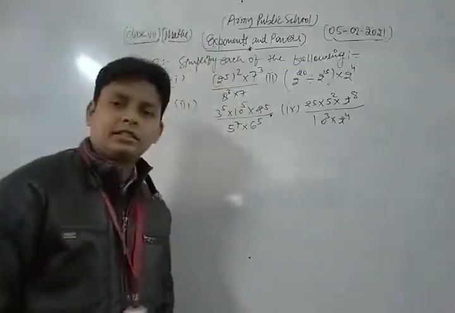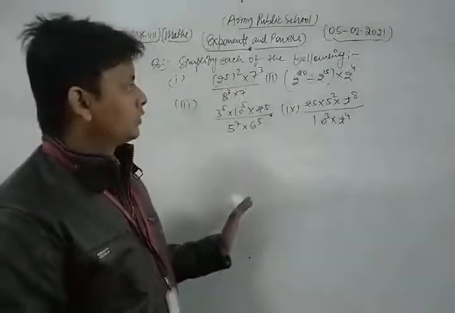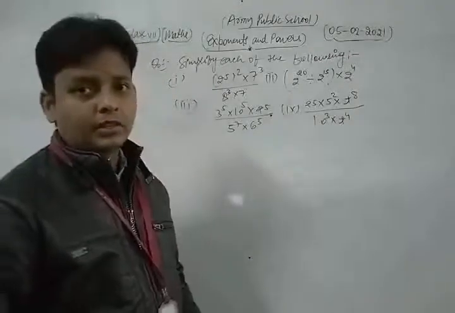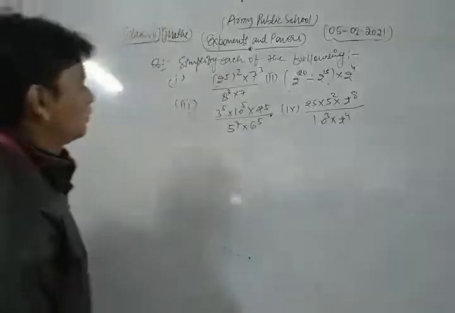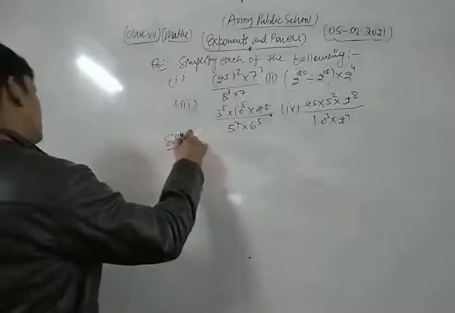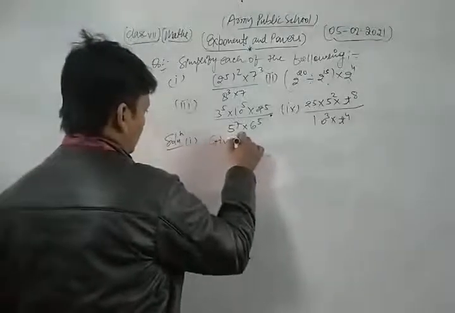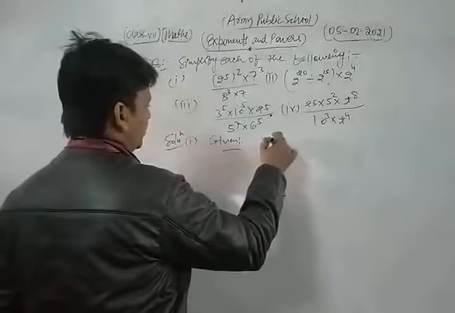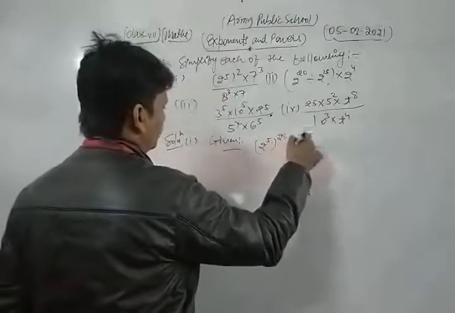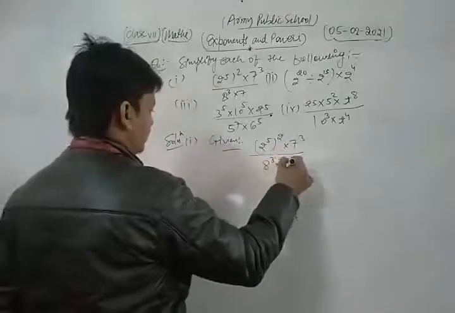So let's see the solution. Now we discuss the solution of each and every part of this question one by one. First of all we take and solve the first part of this question. First of all we write the given expression as (2 power 5) to whole power 2 into 7 power 3 upon 8 power 3 into 7.